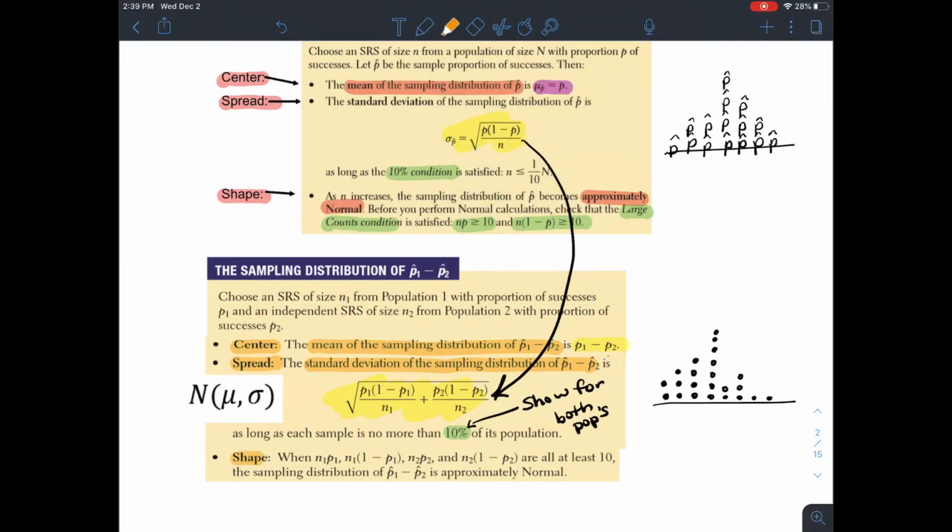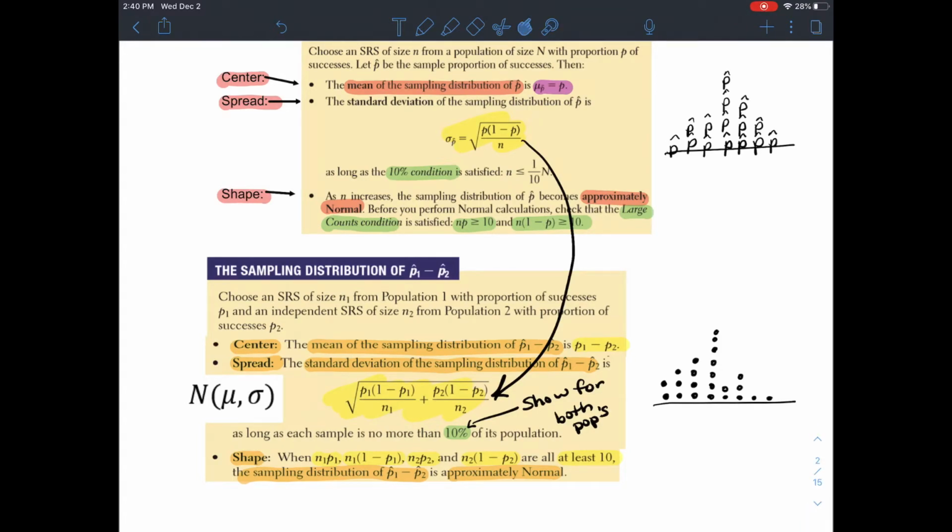And then finally, the shape. We could say that the shape is approximately normal for the sampling distribution of the difference between the sample proportions, provided we've checked the large counts condition for both the first population and the second population. Those both have to be at least 10. Like up here, we only had to check that the number of expected successes and number of expected failures were at least 10. We have to do that for each population.